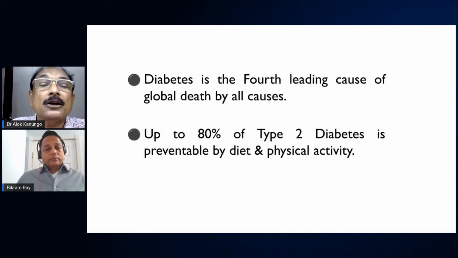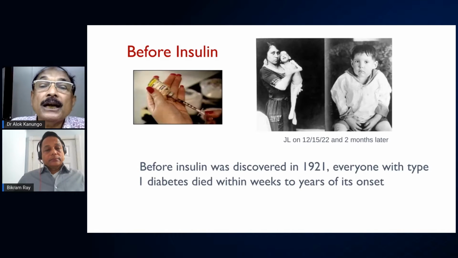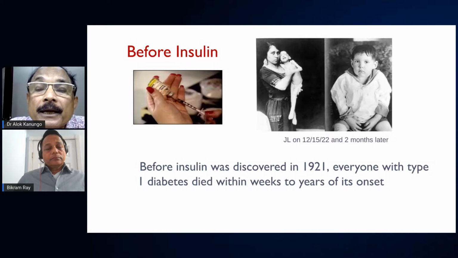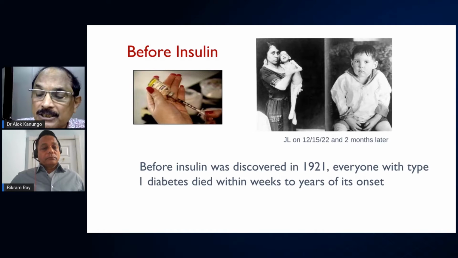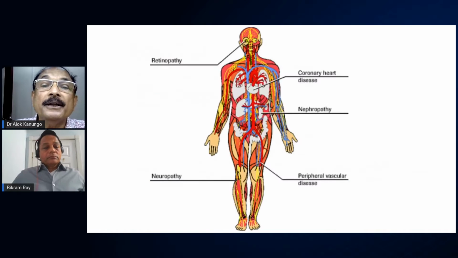Diabetes is the 4th leading cause of global death by all causes. Up to 80% of type 2 diabetes is preventable by diet and physical activity. Before insulin was discovered, the diagnosis of diabetes came with a death certificate within 6 months. This child in the center, Johnson, was given the first dose of insulin, and after 2 months you find his health has improved so well. In 1921, Banting and Best changed the way we were looking at diabetes.